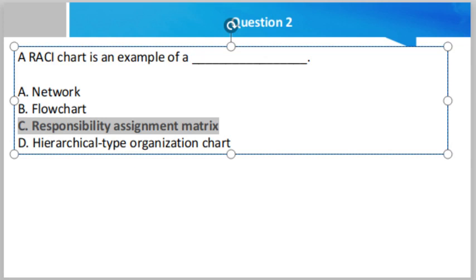Why is it the right answer, friend? Basically, the RACI chart outlines in matrix form the project tasks, and for each task who is responsible, who is accountable, who to consult, and whom to inform.